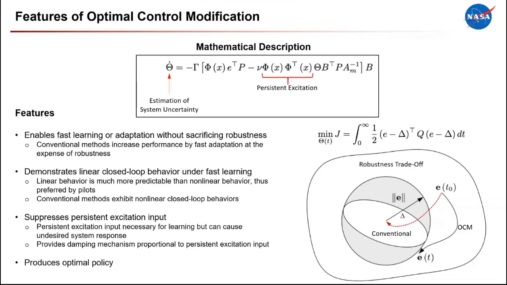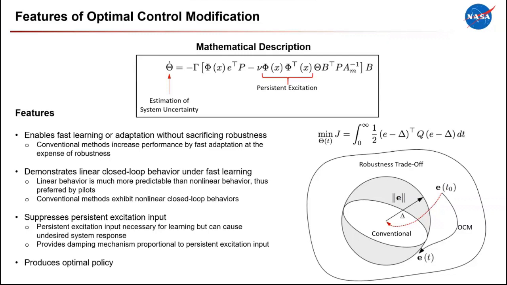The second feature of the optimal control modification is that it demonstrates a linear closed loop behavior under fast learning or fast adaptation. Why is it important? Linear behavior is much more predictable than nonlinear behavior, and therefore it tends to be preferred by pilots. The pilots that flew in that flight simulator commented that they liked the predictability of the optimal control modification. Linear behavior provides better predictability, and perhaps that's what they saw.